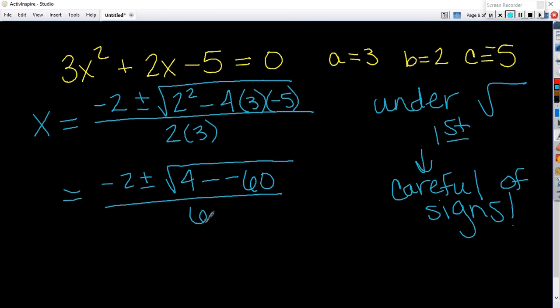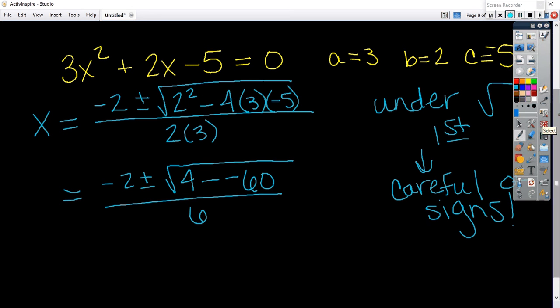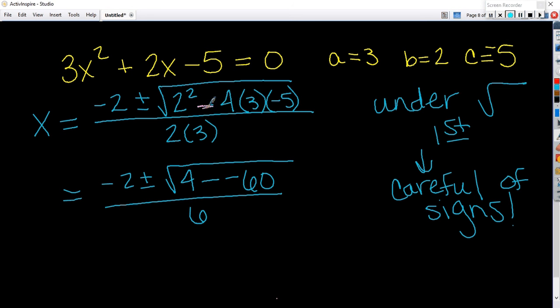Everything goes over 6. I got a negative here and a negative here. When you subtract a negative, it's the same thing as adding a positive. So 4 plus 60.